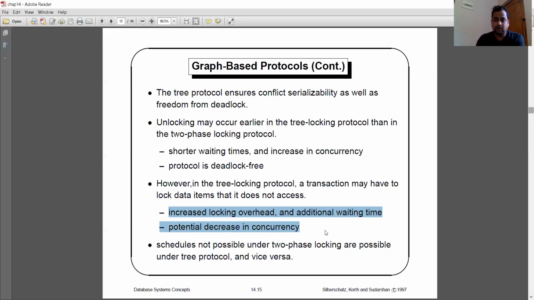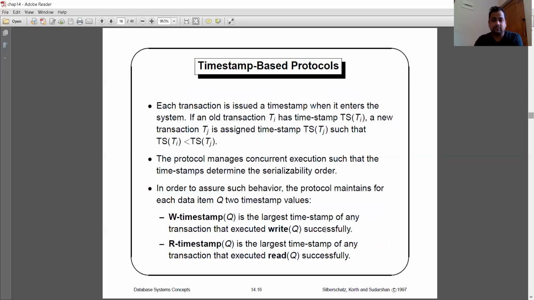So then the question is, if it has these types of limitations, where can you use it? Those problems which cannot be solved with two-phase locking, we can go for tree-based, and vice versa. And those not suited to the tree-based protocol, we can go for the two-phase locking protocol.